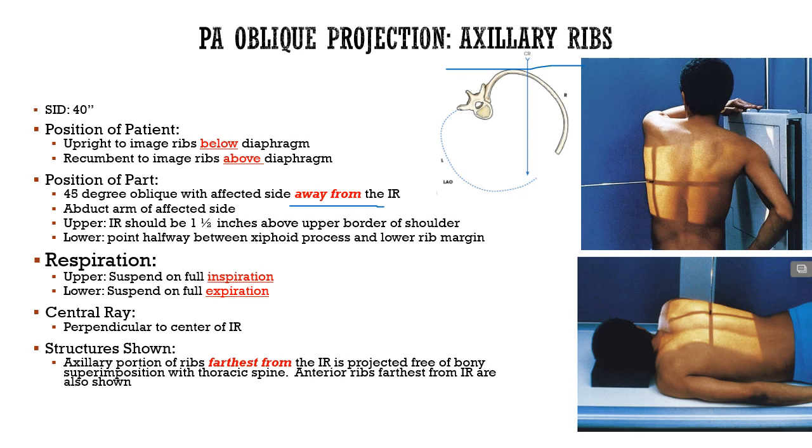And we're looking at the patient that's recumbent in the picture. We're looking at an LAO position, but we're centering over the patient's right side. For upper ribs, we're going to perform this on full inspiration, and for lower ribs, on full expiration. And so we're looking at axillary ribs at the side furthest from the image receptor, or PA, away.